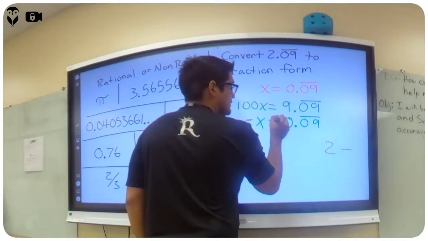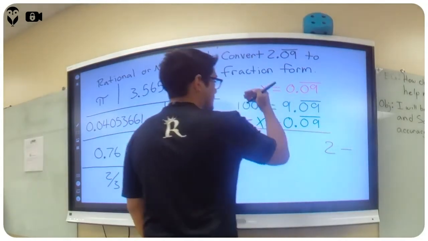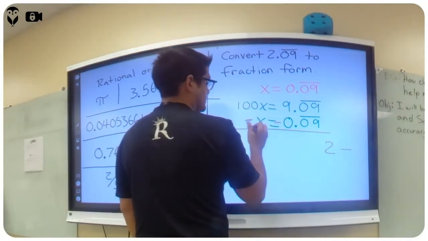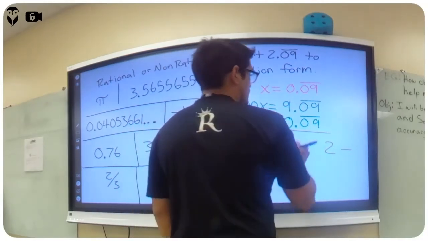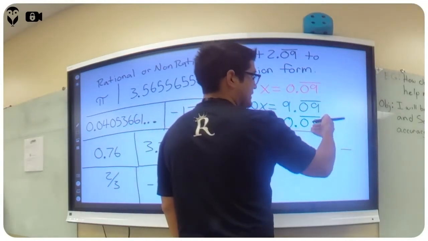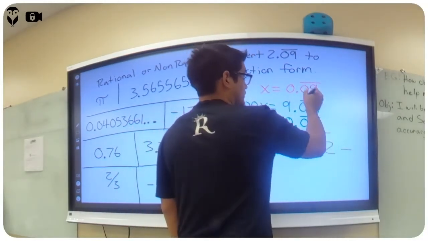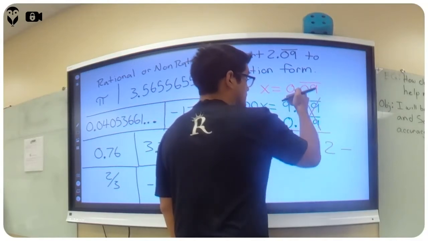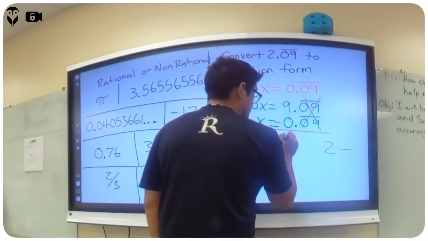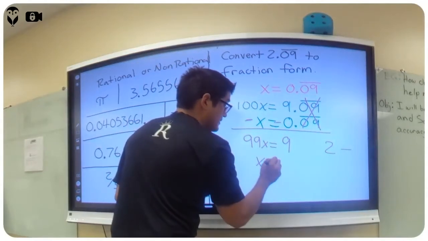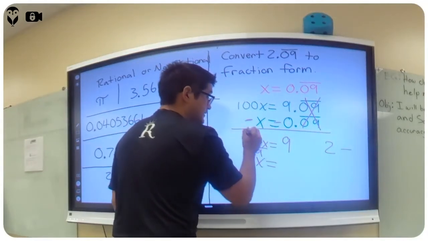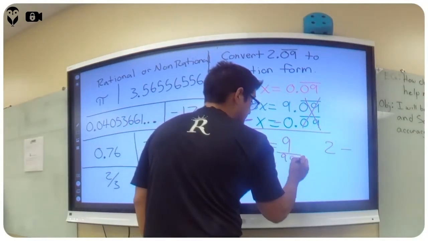Then the next step is now subtract them. You're left with 100 minus 1, which is 99x equals, you subtract here the repeated decimals. So these are gone, no more repeated decimals. 9 minus 0 is just 9. How do you leave x by itself? You divide by 99, divide by 99.